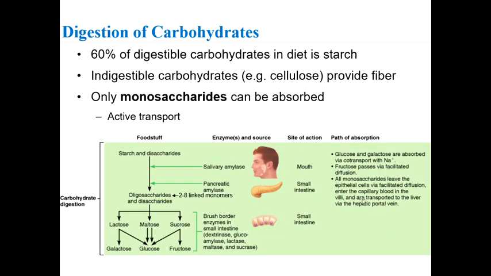And then we'll see they'll enter the capillary blood in the villi, and then they're transported to the liver, like most of our nutrients are, through the hepatic portal vein, so that this nutrient-rich blood can be processed in the liver before it enters our regular circulation.